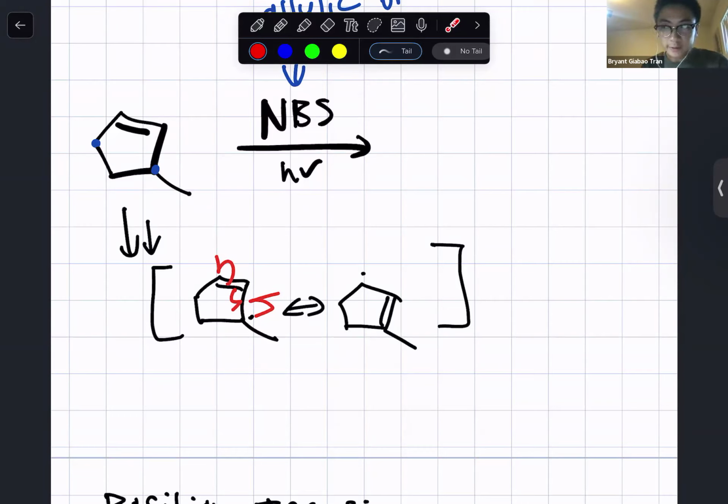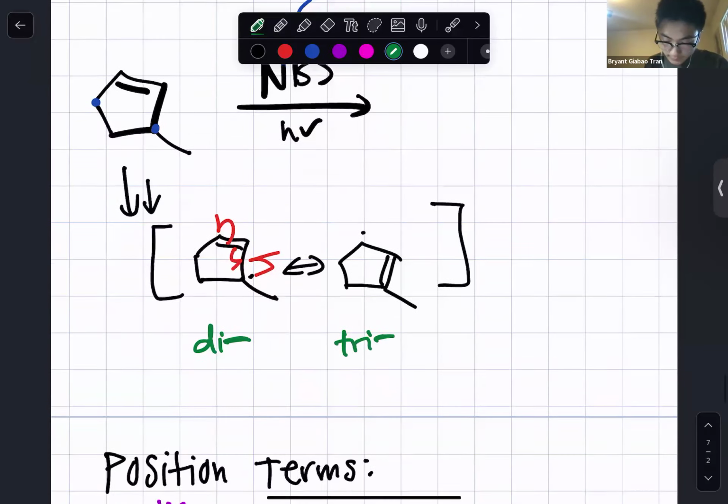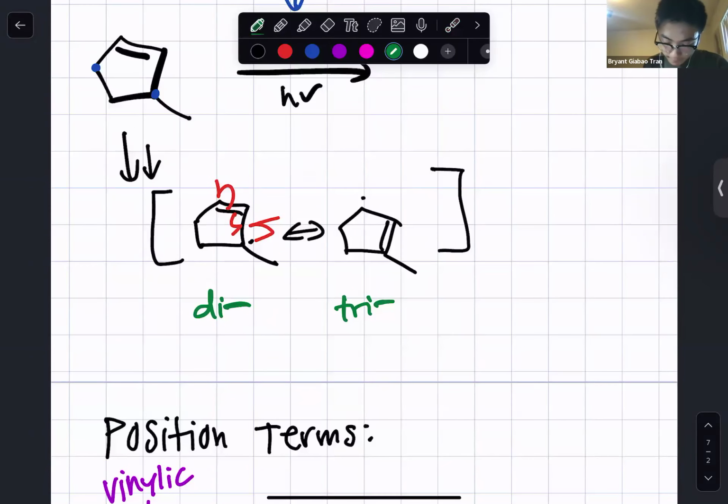We said that the thermodynamic product gives us the more stable double bond. This double bond here is tri-substituted, whereas this double bond here is di-substituted. Since this is a more stable double bond, this intermediate here will give us the thermodynamic product.